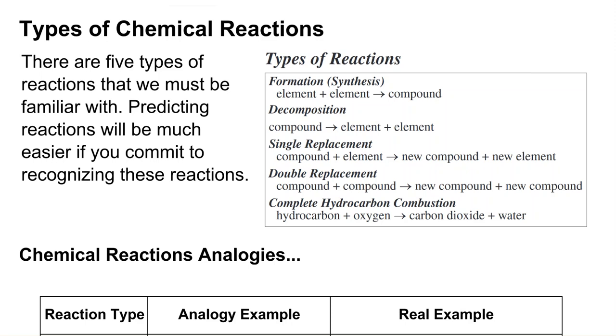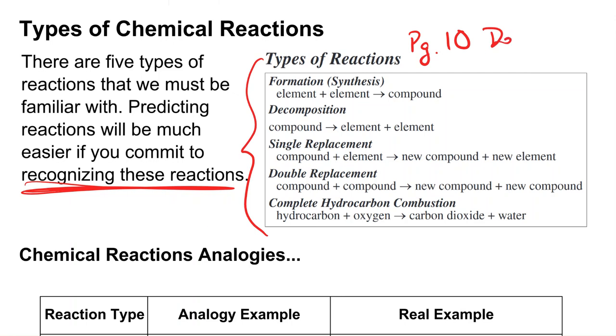So today, we're working on classifying types of chemical reactions. There are 5 types of chemical reactions, and we have to be able to recognize them from a mile away. What I mean by that is you should be able to spot the type of chemical reaction just by looking at it, okay? Predicting reactions will be much easier if you commit to recognizing these reactions, and they're all right here. This information is also on page 10 of the data booklet.